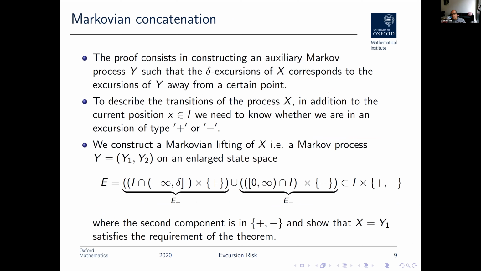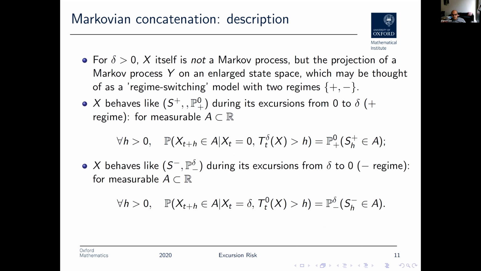And so I don't need the regime. So this construction shows you that to do this construction, we need to construct a Markov process on a bigger state space. The path dependence of the excursions is encoded in the second component of the space, the plus minus. And so X itself is not a Markov process. As I said, there's path dependence in the dynamics, but it is the projection of a Markov process in a slightly bigger state space. So Y is a Markov process, so it's easy to simulate or model or compute with.